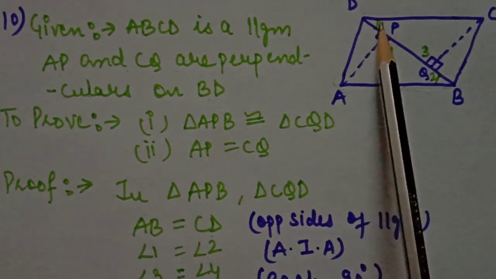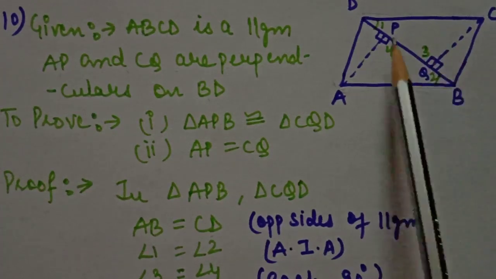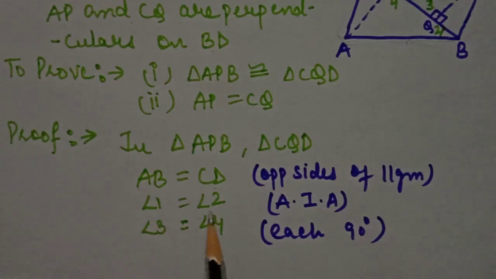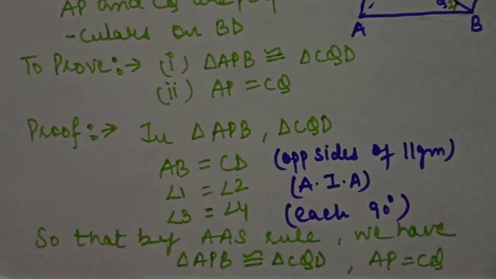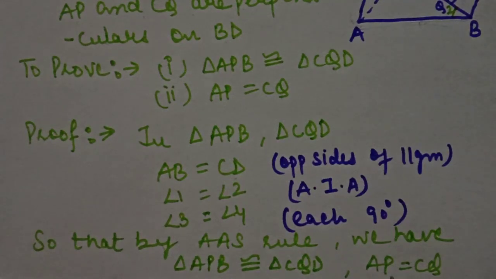Because they are parallel also, angle 1 and angle 2 are equal to each other because of alternate interior angles. Angle 3 and angle 4 are also 90 degrees because it is given that they are perpendicular. So angle 1 is equal to 2, alternate interior angles, angle 3 is equal to 4, each 90 degrees. So students, hence, by the AAS rule, we have triangle APB congruent to triangle CQD, and AP and CQ are equal to each other by CPCT because they are the corresponding parts of congruent triangles. So students, this is your question number 10.